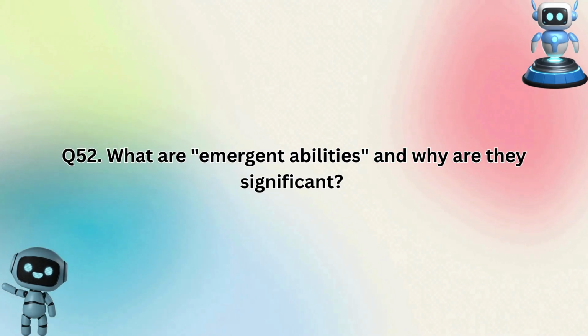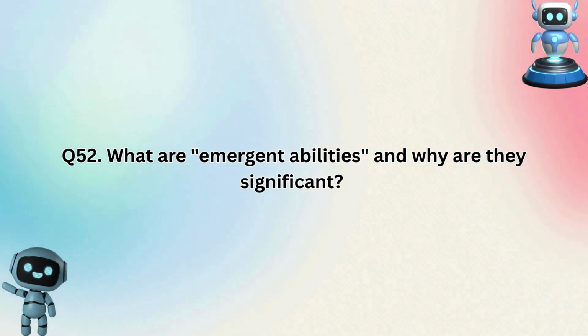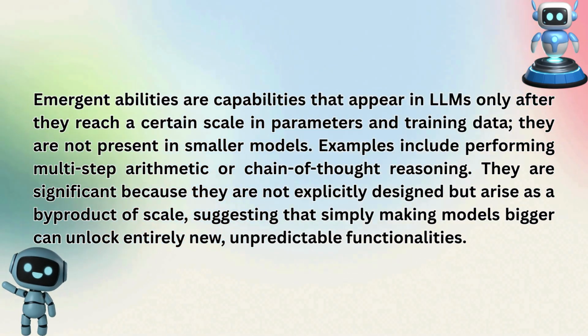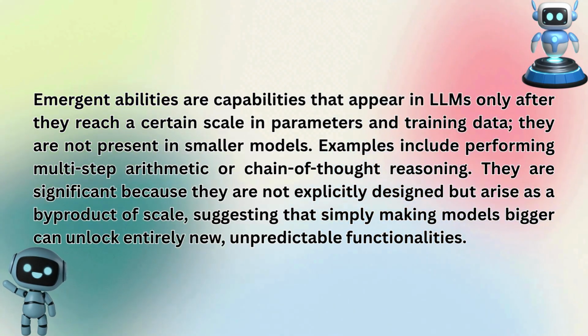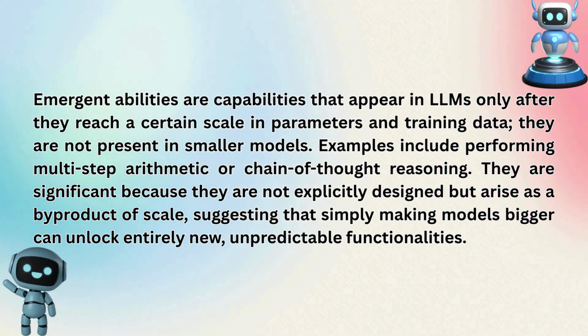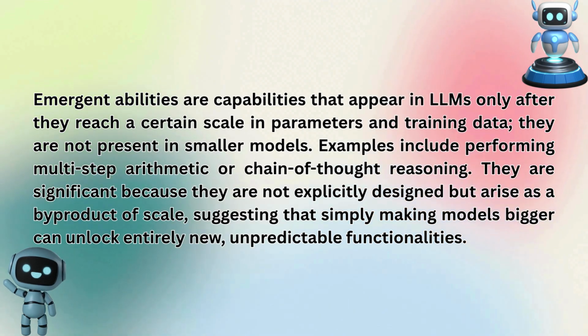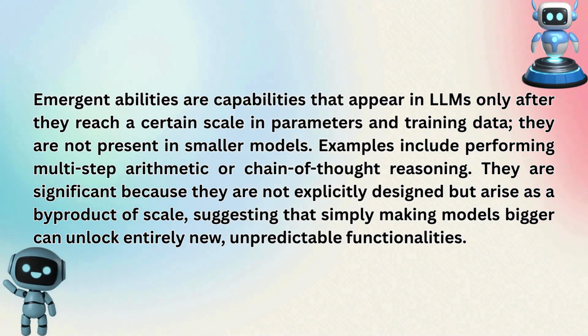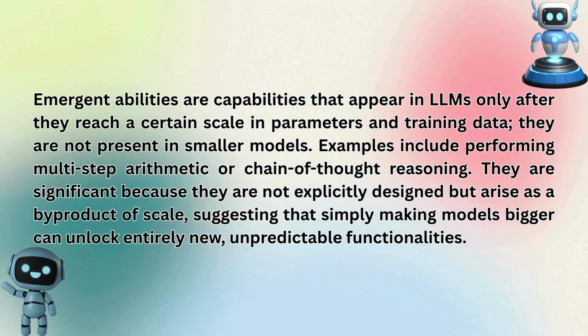What are emergent abilities and why are they significant? Emergent abilities are capabilities that appear in LLMs only after they reach a certain scale in parameters and training data. They are not present in smaller models. Examples include performing multi-step arithmetic or chain-of-thought reasoning. They are significant because they are not explicitly designed, but arise as a byproduct of scale, suggesting that simply making models bigger can unlock entirely new, unpredictable functionalities.